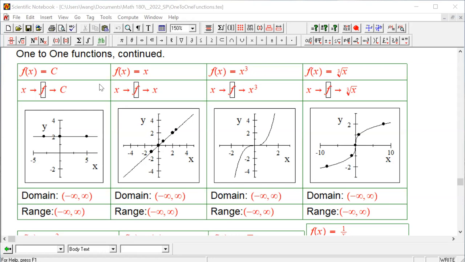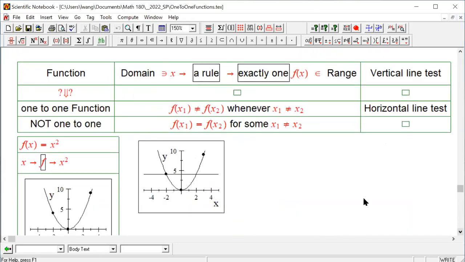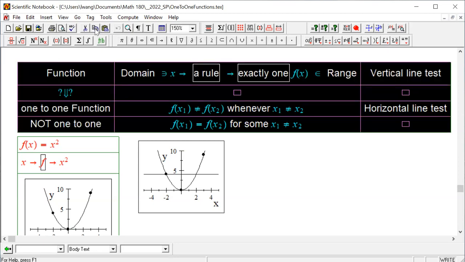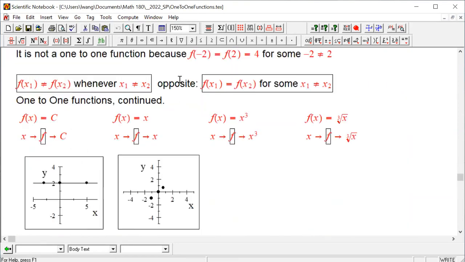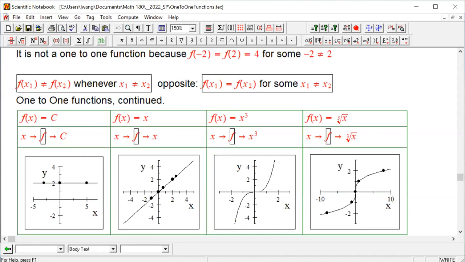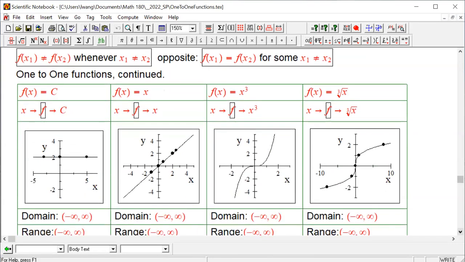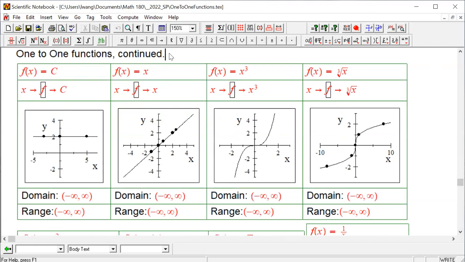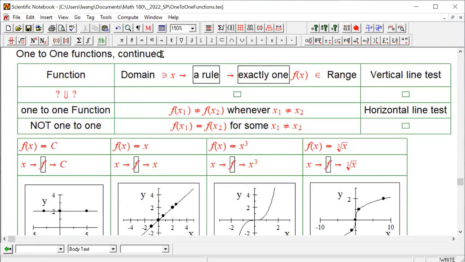All right, welcome. One-to-one functions continued. Last time we talked about the definition of a one-to-one function and how to determine whether a function is one-to-one, and we have a general discussion on how to identify a function that is one-to-one. So here, from a definition perspective, we talk about function.